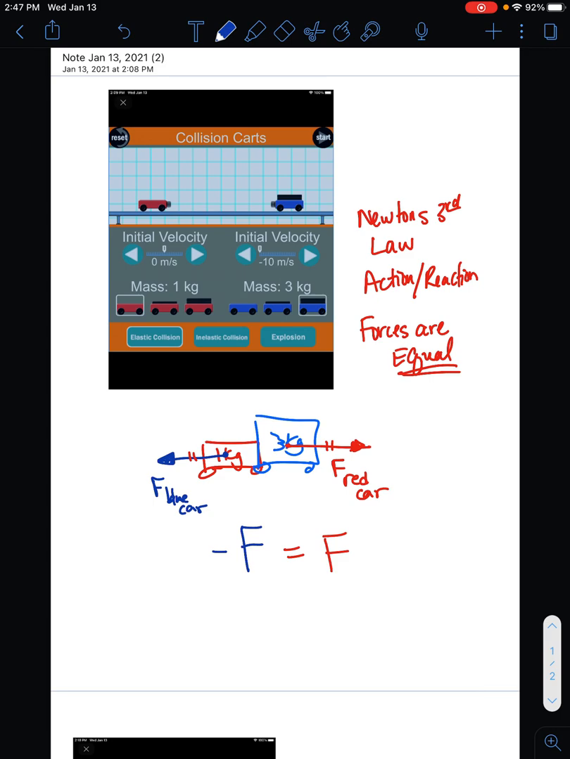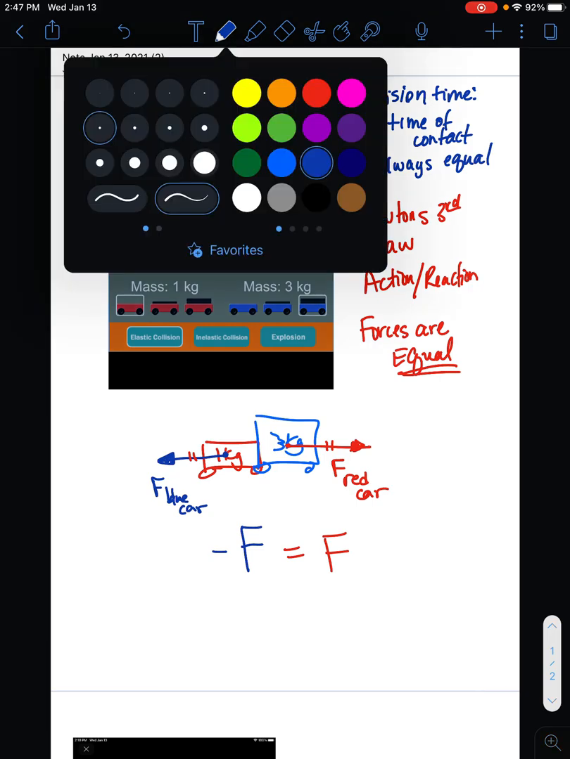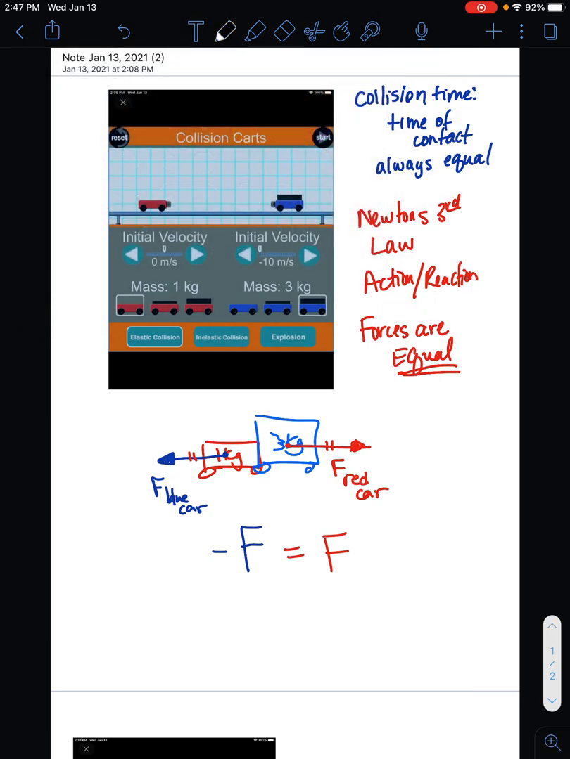Also, during a collision, that force acts over a certain amount of time. And what we want to do is talk about the collision time. When we talk about collision time, we're talking about the time of contact between the two cars. And so the idea is the red car can't be in contact any longer with the blue car than the blue car is with the red car. That time of contact is always equal as well. I can't touch something for longer than it touches me back. So those two things are going to be the same during a collision. The forces have to be the same, and the times that those forces are acting have to be the same.